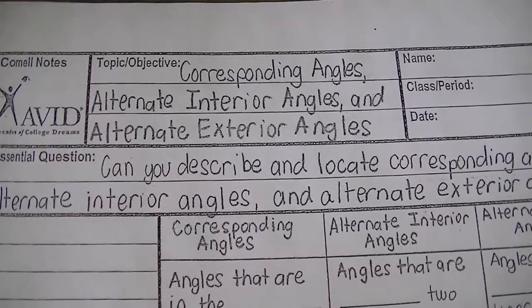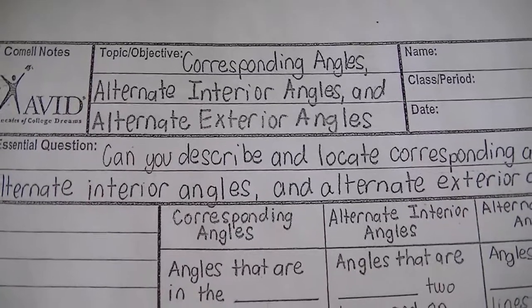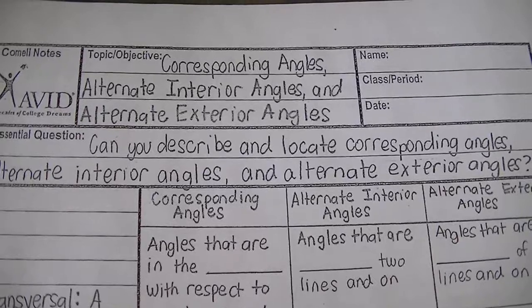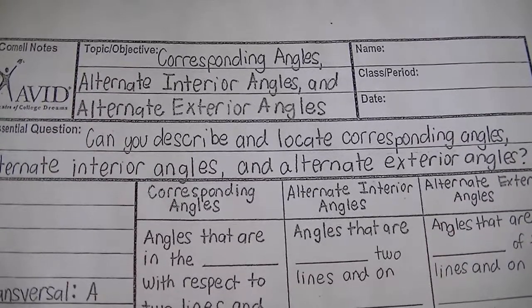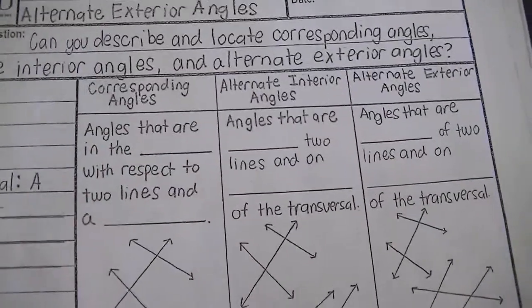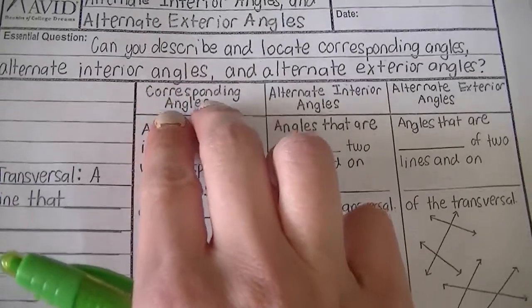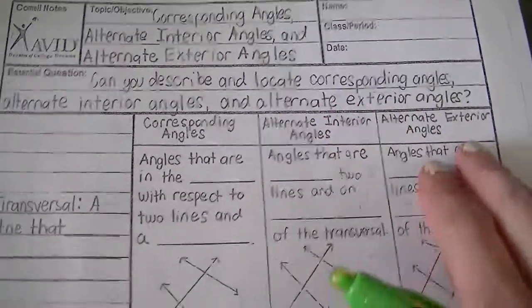The topic is corresponding angles, alternate interior angles, and alternate exterior angles. The essential question is, can you describe and locate corresponding angles, alternate interior angles, and alternate exterior angles? So you'll see that I have 3 columns right here, and each of the columns has assigned to it the specific type of angles that I'm going to be talking about within that column.